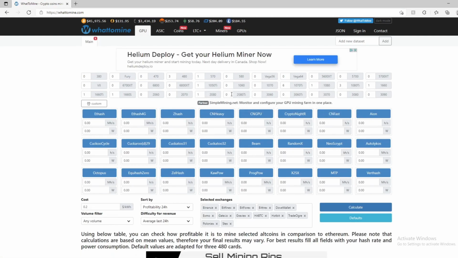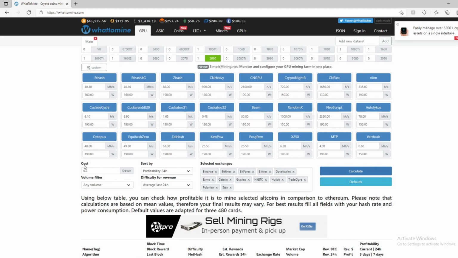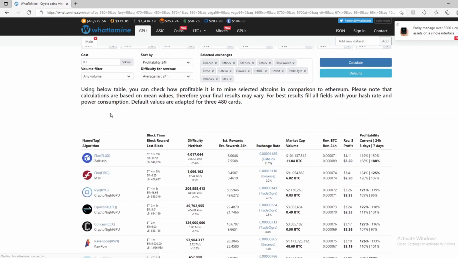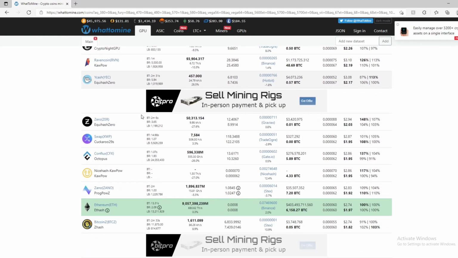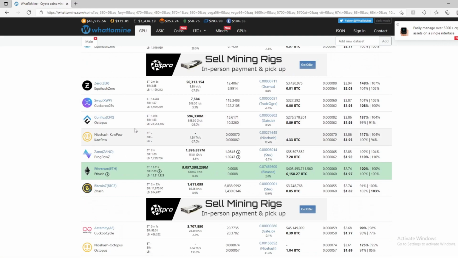whattomine.com. And this might be confusing for some of you, but for example, there is no 2080 Super, but a 2080 makes about the same money a day as a regular 2080 Super. So you can press 2080, enter your electrical costs, if you know it, press calculate, and you can actually scroll down here in Salad. If you're using Ethash, you are most likely mining Ethereum with Salad. If you're using Kapow, you are mining Ravencoin.